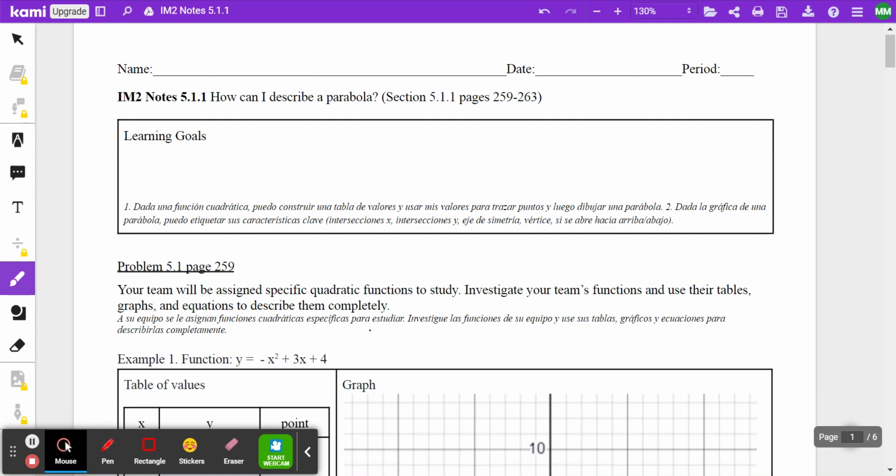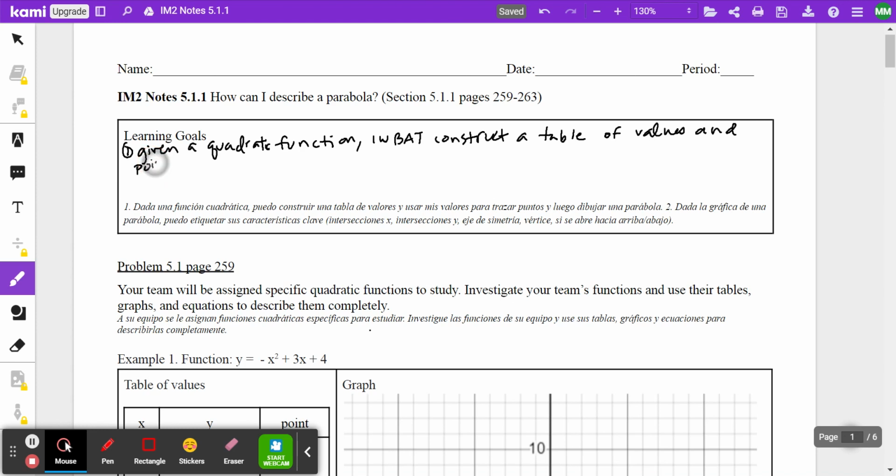Now we have two learning goals. The first is that, given a quadratic function, I will be able to construct a table of values and points I can use to graph my parabola.